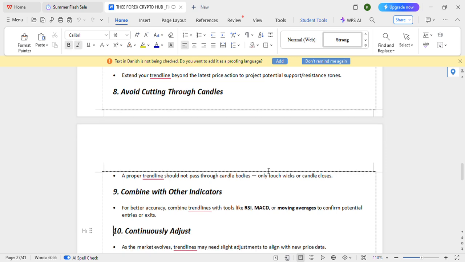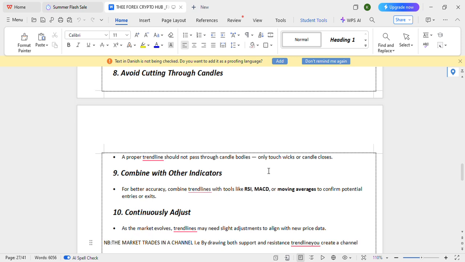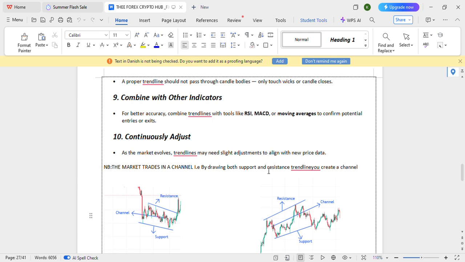Combine with other indicators. About the indicators, if you want to do that, you will learn that on your own. I don't use them. I've never used them, and I don't teach them as well. The last one is to continuously adjust. After the market has made significant moves, you can adjust the trend lines so that you can move with the current market.